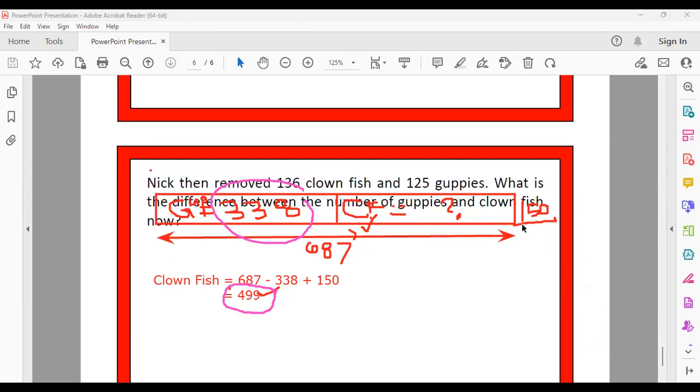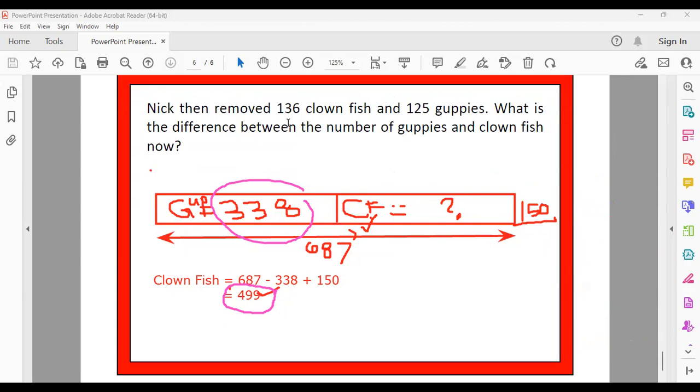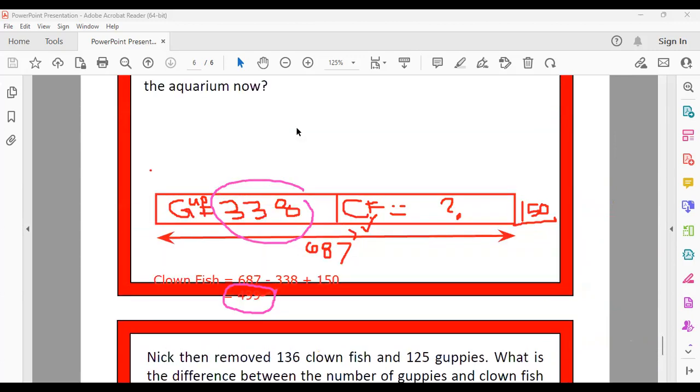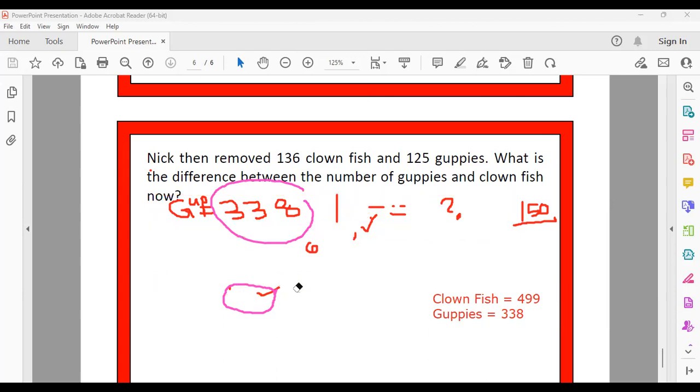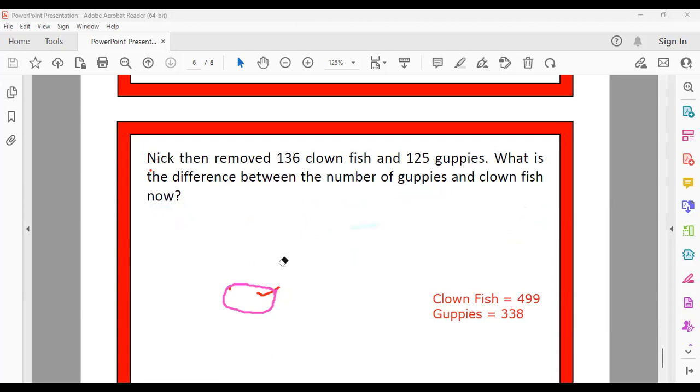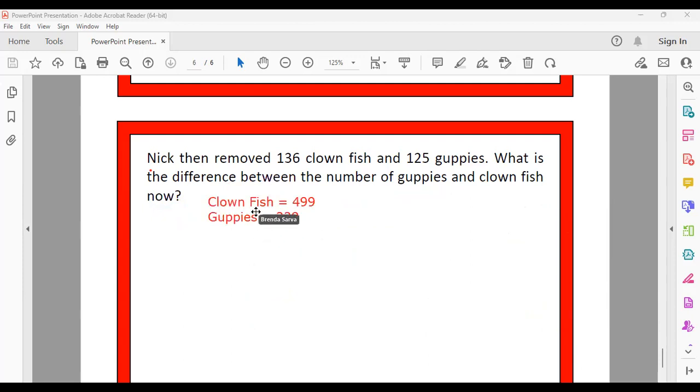So for the next question, Nick then removed 136 clownfish. Let's put this somewhere. Now, how many clownfish do I have? My clownfish is 499. And my guppies earlier itself was 338. This is inside the pond after you have added. So now I'm going to clear all these, and let's look at the second question. The second question starts off with this information. Clownfish is 499, guppies is 338.